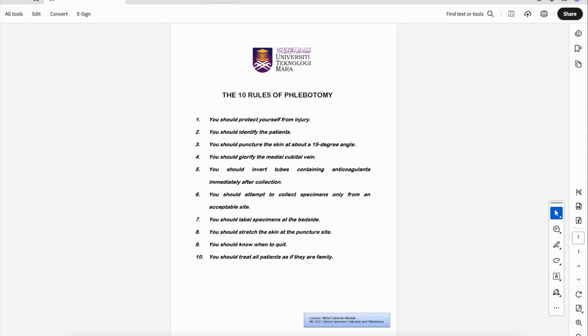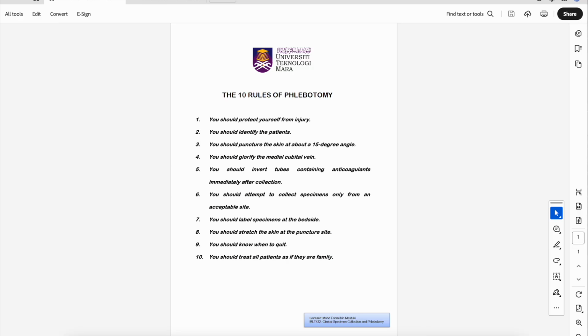Welcome to today's lecture on the fundamental principles of phlebotomy. I'm presenting the 10 rules of phlebotomy by Dennis J. Ernst, which serve as an essential guide for safe and effective blood collection practices. These rules are not merely suggestions, they are critical standards that every medical laboratory technologist must master to ensure patient safety, specimen integrity, and professional competence.